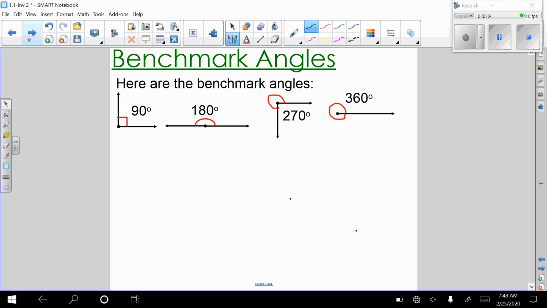Now, here are some benchmark angles that we can use when estimating. You can see 90 degrees, 180 degrees, 270 degrees, and notice how the angle's on the outside, not the inside, and 360 degrees. That is a complete circle.